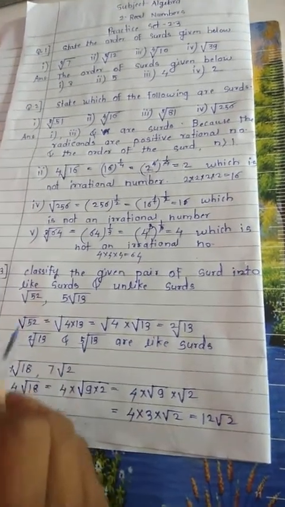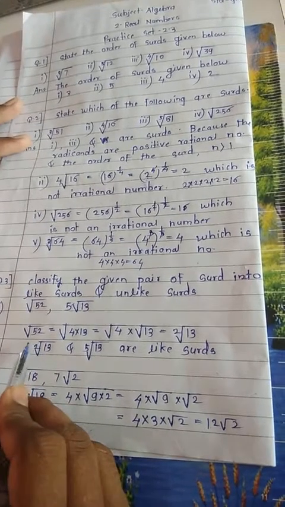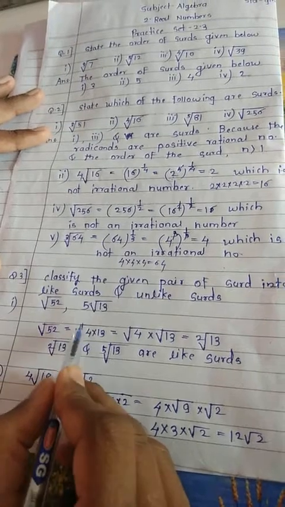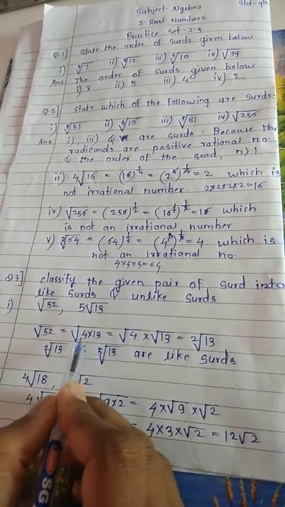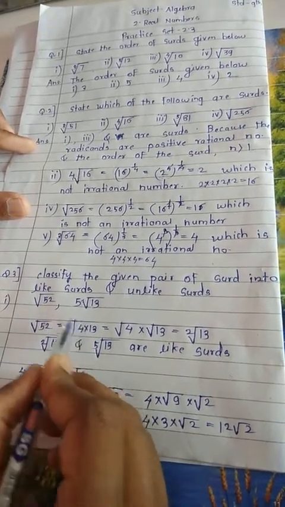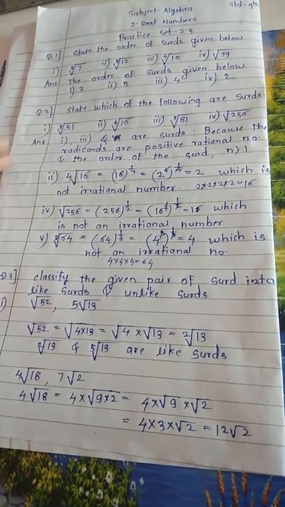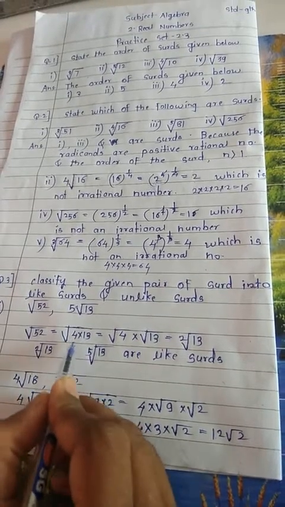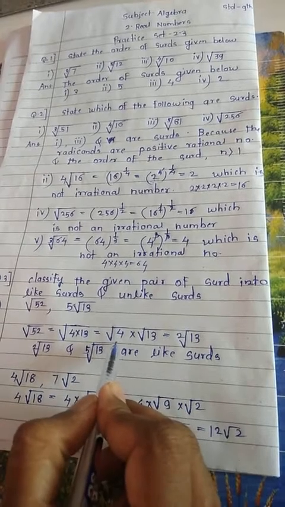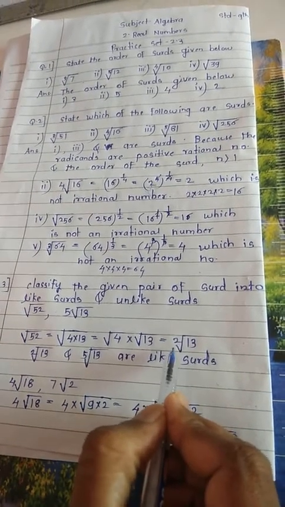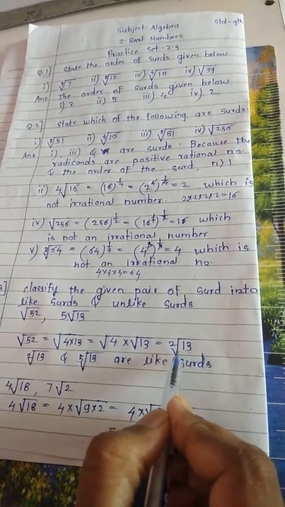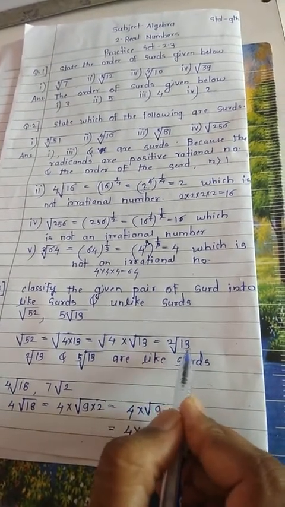First we take the surd root 52. We find the factors of 52, so square root of 4 into 13. 13 fours are 52. We find the factors where one number is a perfect square. So root 4 into root 13. Root 4 is the perfect square of 2, and into root 13. So 2 into root 13 is your answer. We can't simplify again because 13 has no further factors.